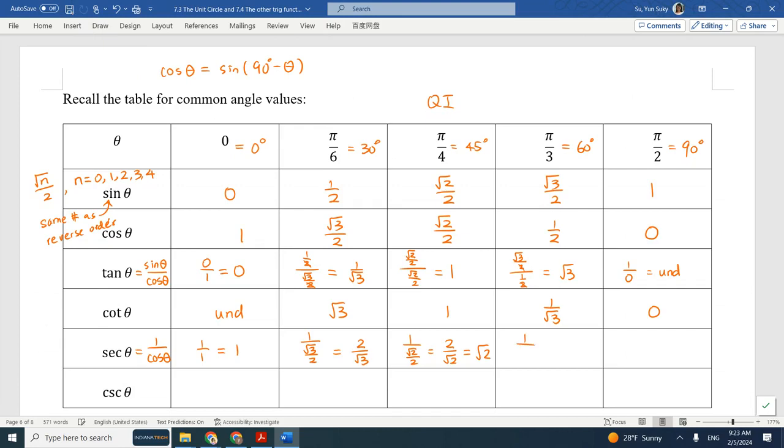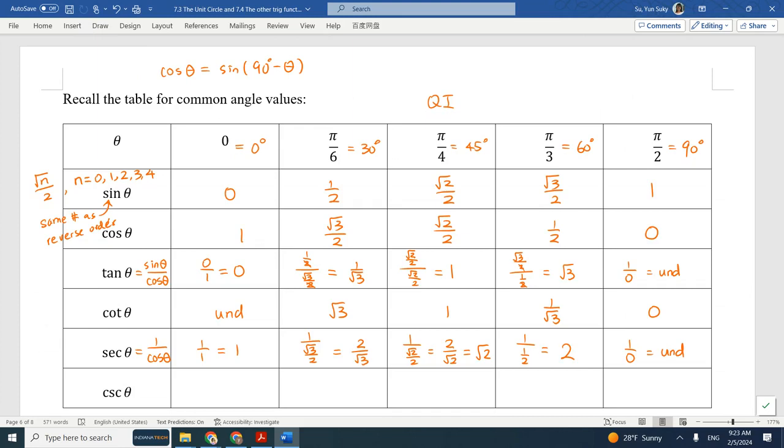Okay, next one. 1 over what? A half, which is 2. Yeah, 1/2, flip it upside down. We get 2. The last one, 1 over 0. Yeah, that's undefined. Is that okay, everybody? Okay, that is secant. We use 1 over cosine theta.